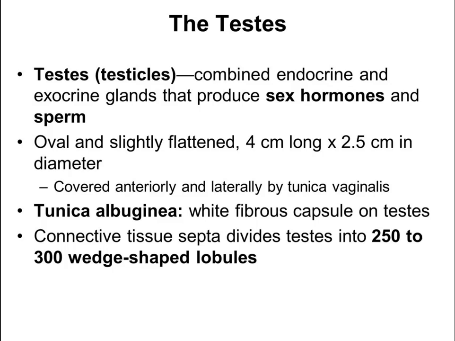There is also what's called tunica albuginea, and this is a white fibrous capsule that surrounds the testes. The connective tissue septa divides the testes into about 250 to 300 wedge-shaped lobules. So they are broken down even within the individual testes, the sections, if you will.